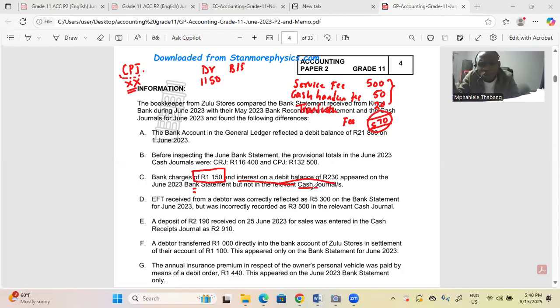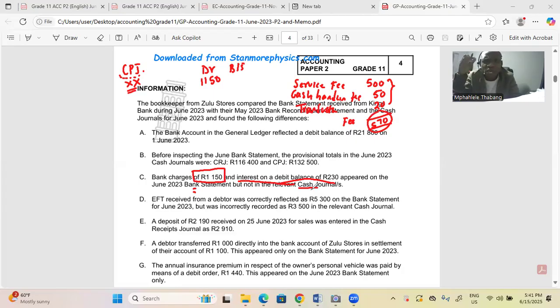They expect you to know that a bank charge is a charge to the business. So I said to you, whenever you see on the bank statement a debit entry, you don't smile. It means money is going out of your bank account. So in this case, when the bank charges us, they will put that bank charge on the debit side of the bank statement. So they say 1,150 appears on the bank statement, but it's not in the channel.